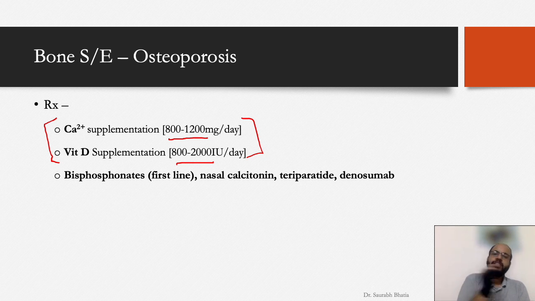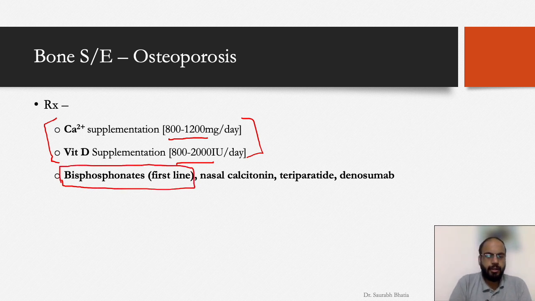This is for prevention of osteoporosis, and a good idea would be to start the supplementation from the day you give steroids. Clear? For treating osteoporosis, you have to give bisphosphonate. This is the first line drug for treating osteoporosis. Clear? So we'll discuss bisphosphonate for just a little bit and see what we mean by that.